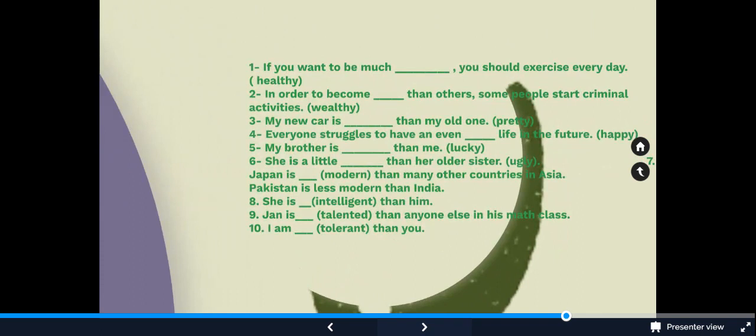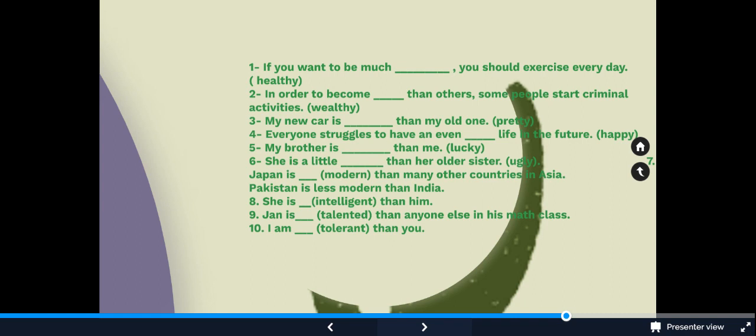Yeah, we have a few sentences here. If you want to be much dash, you must exercise every day. Healthy. So in this sentence, we use positive degree. If you want to be much healthy, you should exercise every day. In order to become dash than others, observe the word than over there. Than is used in comparative degree. In order to become dash than others, some people start criminal activities.